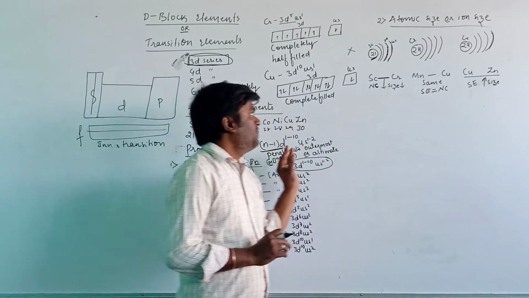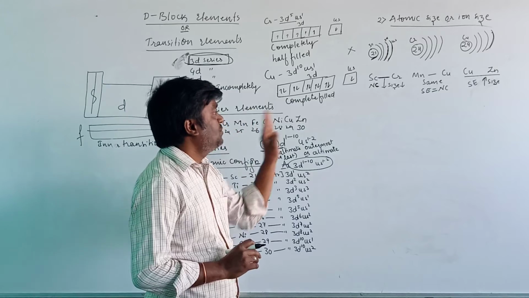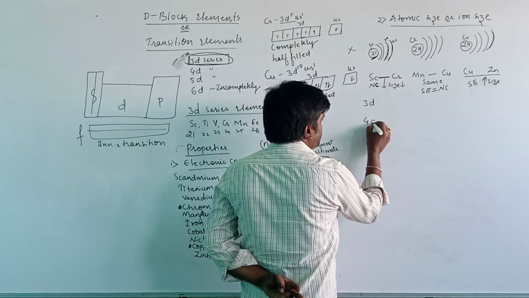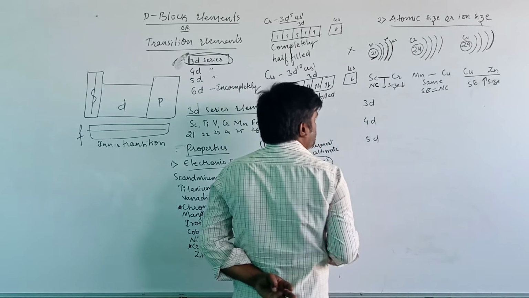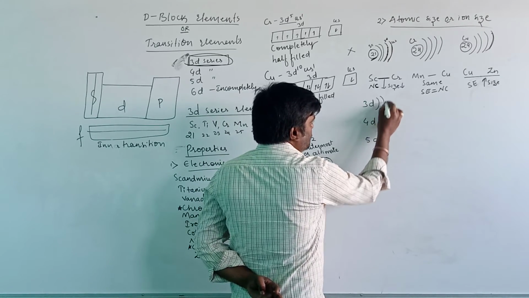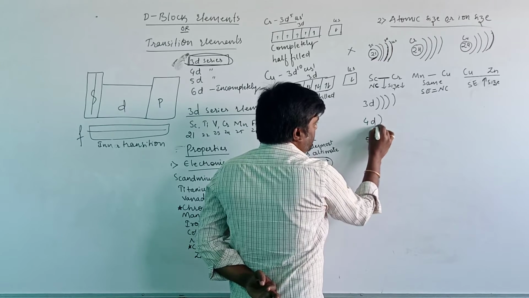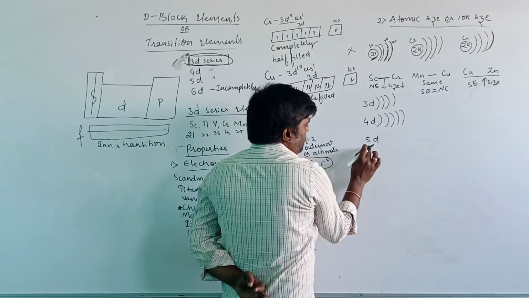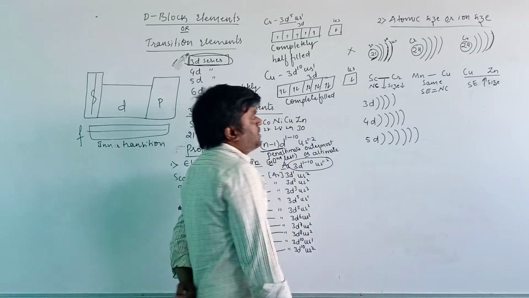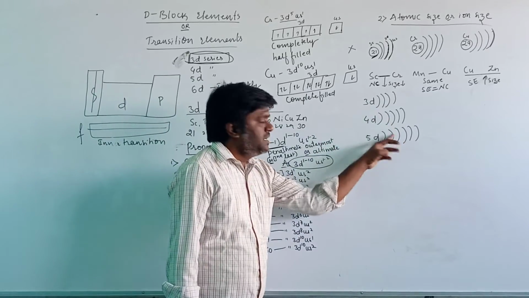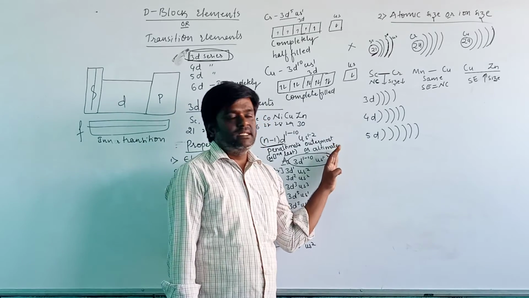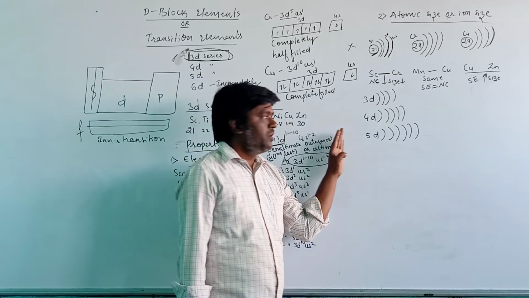This is about the atomic size from left to right, now let us take down the group. 3d series elements, 4d series elements, 5d series elements. In the 3d series elements, the number of orbits is 4, in the 4d series, the number of orbits is 5, and in the 5d series, the number of orbits is 6. Generally, down the group, the number of orbits increases, therefore the atomic size will increase, but it is not regular in the d block elements.